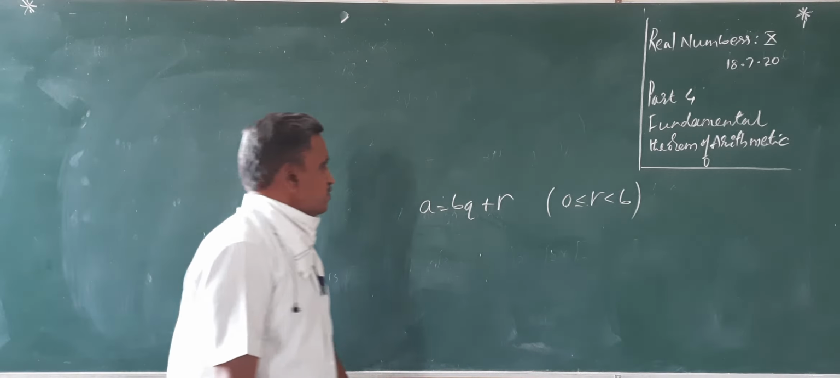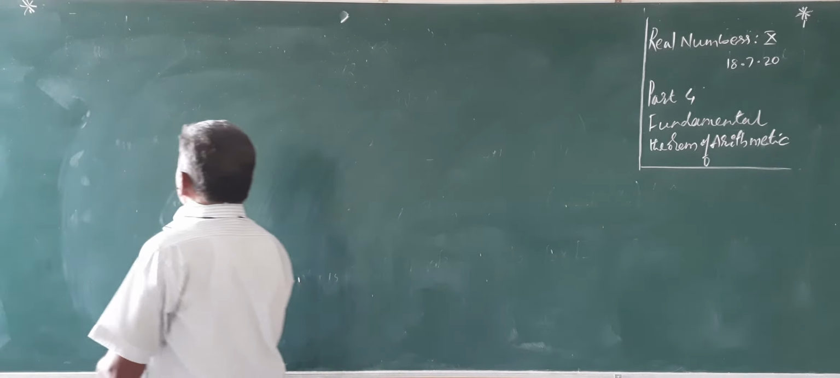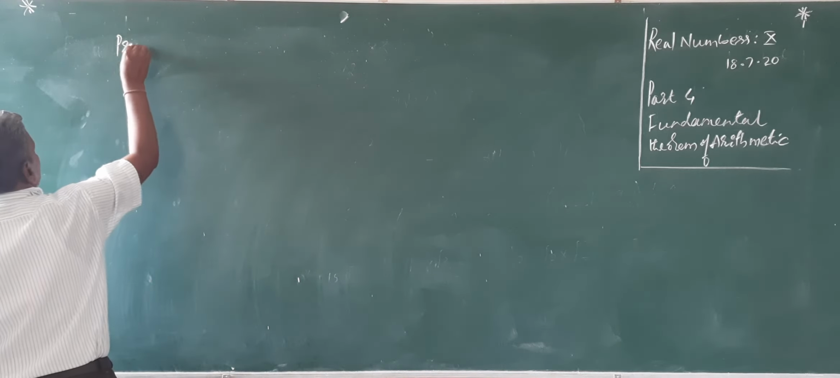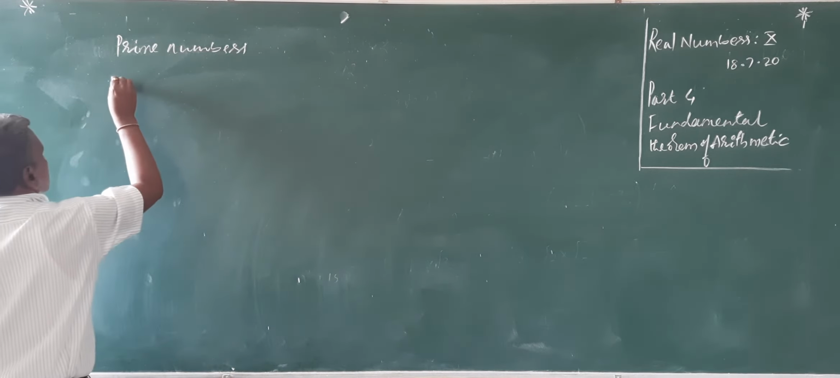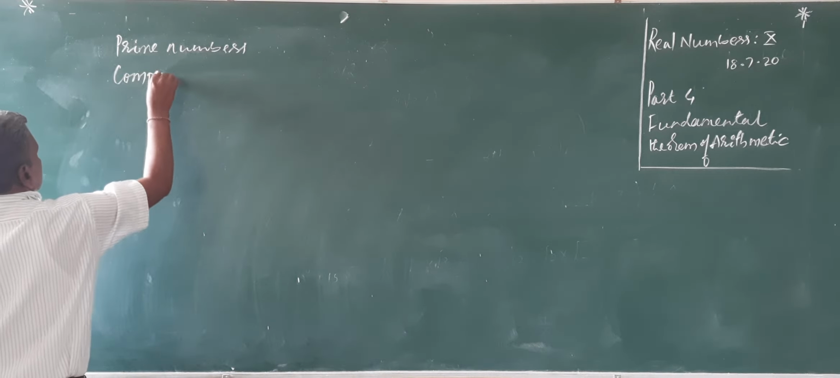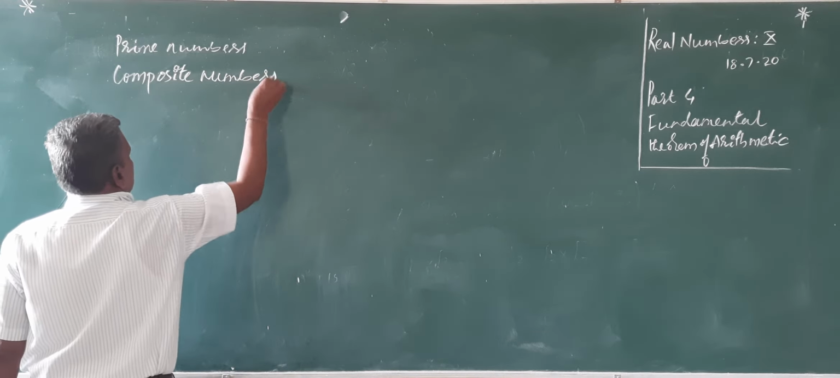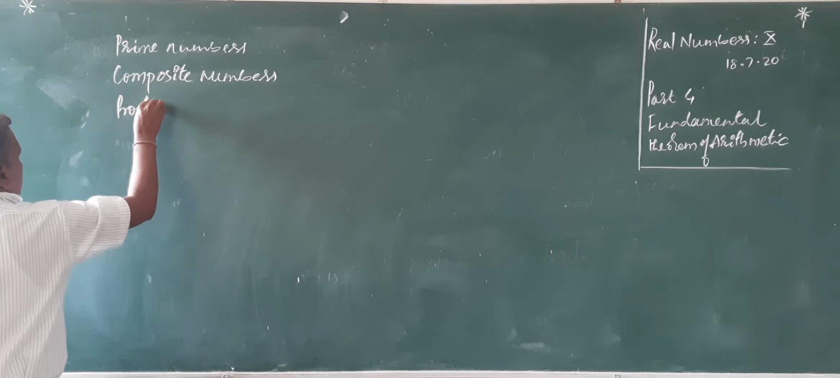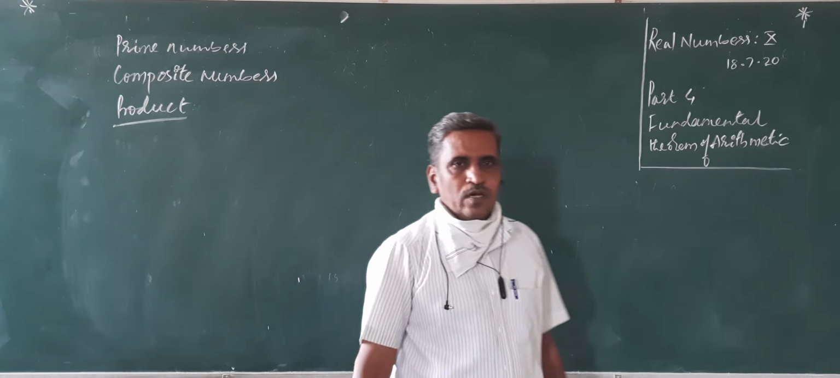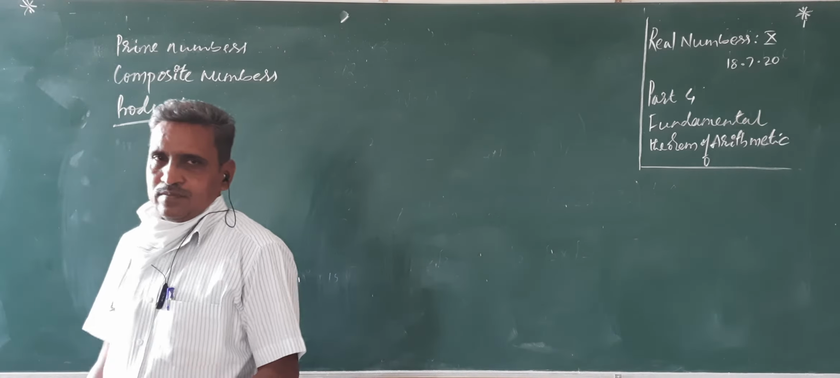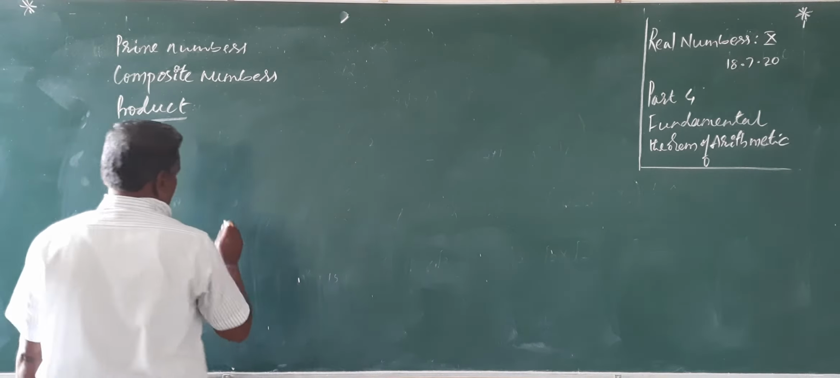So before going to define the fundamental theorem of arithmetic, what are prime numbers? What are prime numbers? And composite numbers? And what are their products? Then from this we can define the fundamental theorem of arithmetic. So what are prime numbers? Some examples I am writing here.